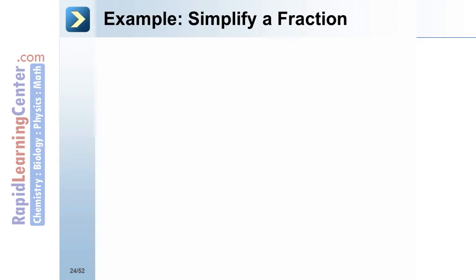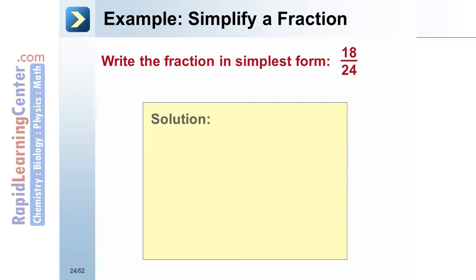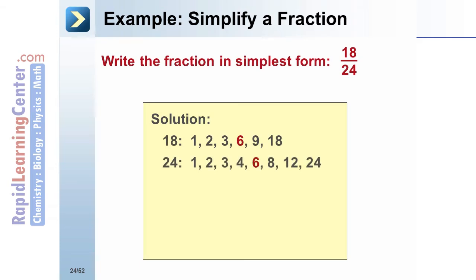Example: simplify a fraction. Write the fraction in simplest form, 18/24. Solution: the greatest common factor of 18 and 24 is 6. Divide the numerator and denominator by 6. 18 divided by 6 over 24 divided by 6. The simplified fraction is 3/4.